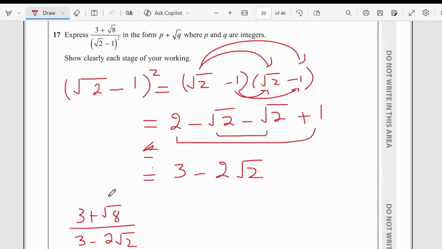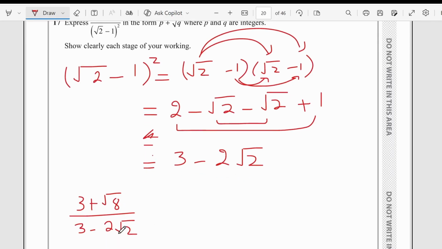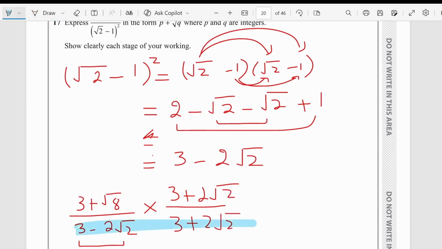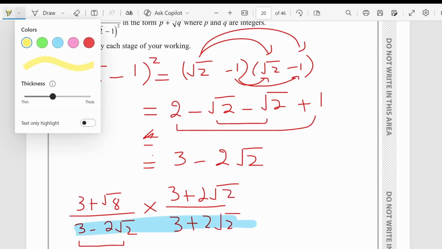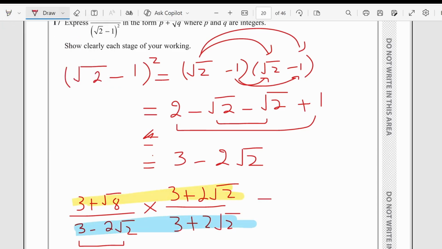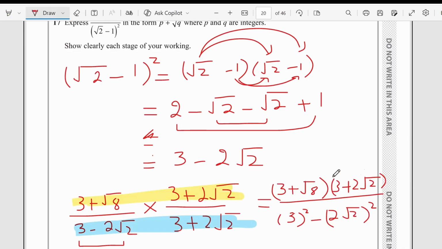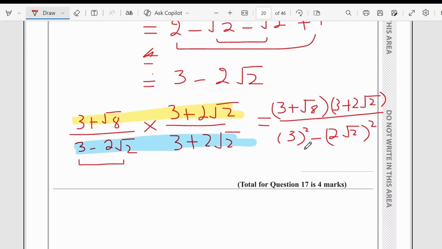Now our fraction will become 3 plus square root of 8 over 3 minus 2 square root of 2. Now we are going to rationalize the denominator, because to simplify this we have to eliminate the surd value from the denominator. We rationalize it by changing its sign: 3 plus 2 square root of 2 divided by 3 plus 2 square root of 2. In this case, we are going to multiply denominators with each other and numerator values with each other. So next, multiply numerator values and denominator values. In the denominator, we are going to apply the formula a squared minus b squared.